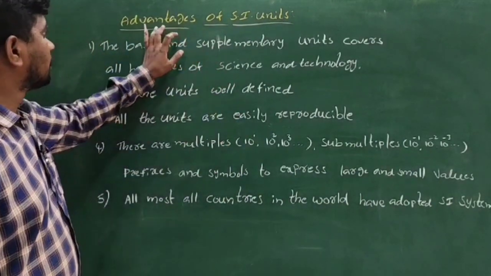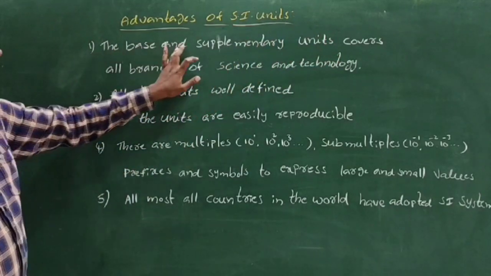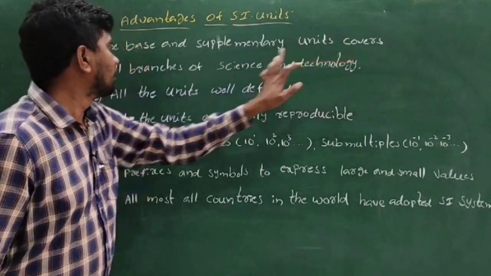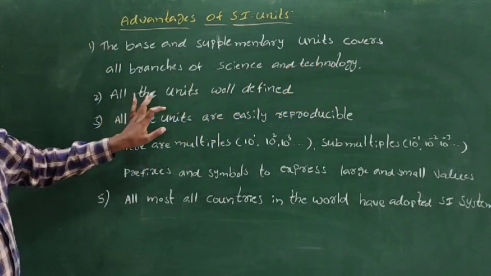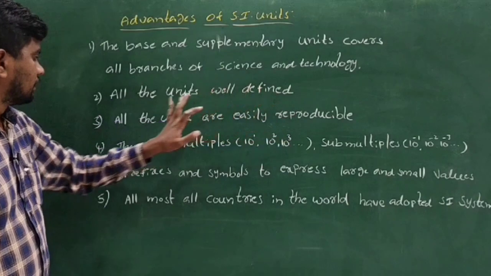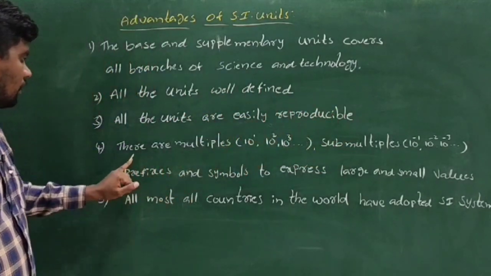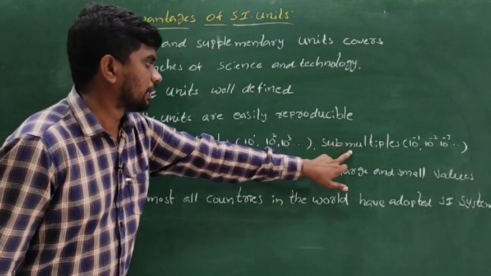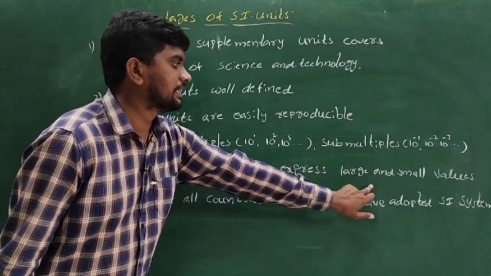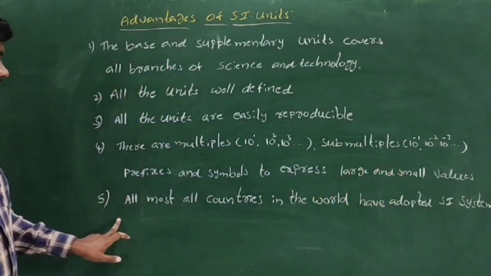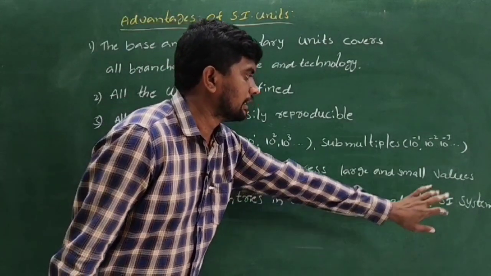The next topic is advantages of SI units. First, the base and supplementary units cover all branches of science and technology. Second, all the units are well defined. Third, all the units are easily reproducible. There are multiples, submultiples, prefixes and symbols to express large and small values. The last one is that almost all countries in the world have adopted the SI system.